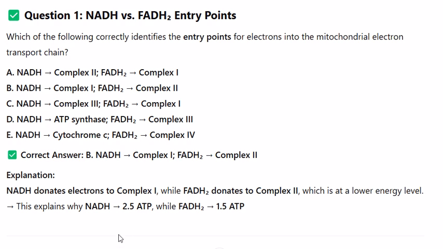Explanation: NADH donates electrons to complex I, while FADH2 donates to complex 2, which is at a lower energy level. This explains why NADH gives 2.5 ATP, while FADH2 gives 1.5 ATP.